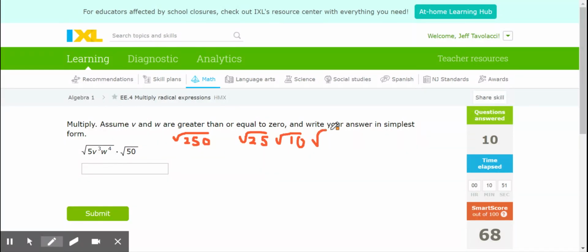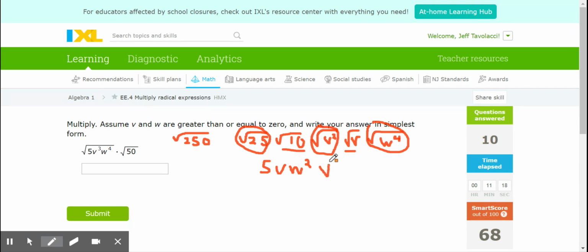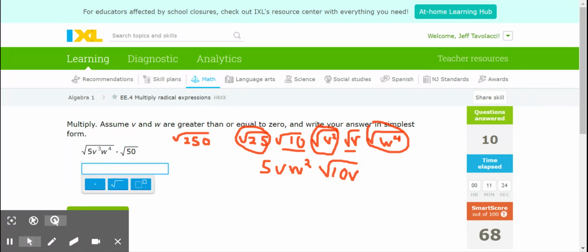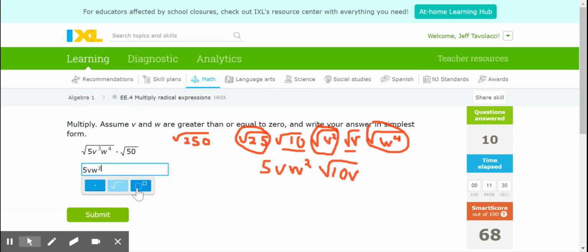v to the third into v squared times v to the first. And then, well, I don't need to break up the w, so it's an even exponent, so I'll just leave that underneath. I have a perfect square here, a perfect square here, and a perfect square here. So square root of 25 is going to be 5. Square root of v squared is v. Square root of w to the fourth is w squared. And what's left underneath is the square root of 10v. Okay, so 5v w second power times the square root of 10v.